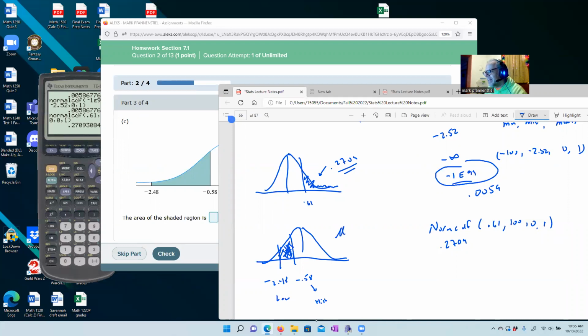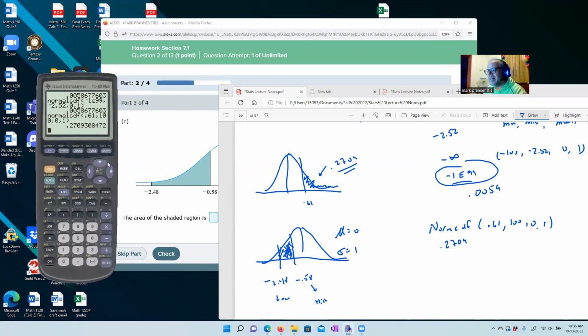Again, the mean is still 0 and the standard deviation is still 1. All we're going to do is get this information. Again, we're going to go to distribution, norm CDF, because we want a collection, all this collection of numbers in here. We want the low number, negative 2.48, comma, and then negative 0.58.